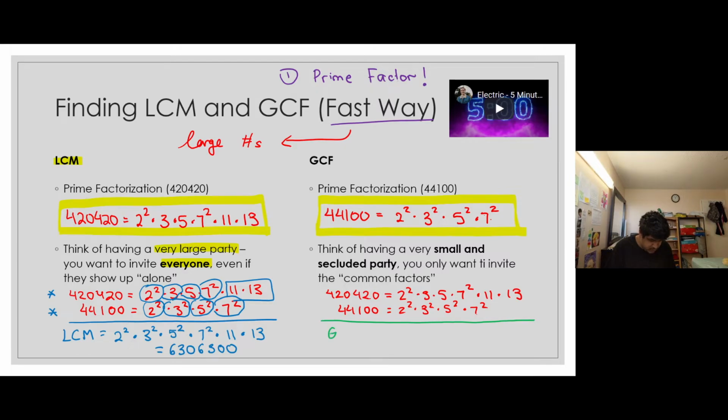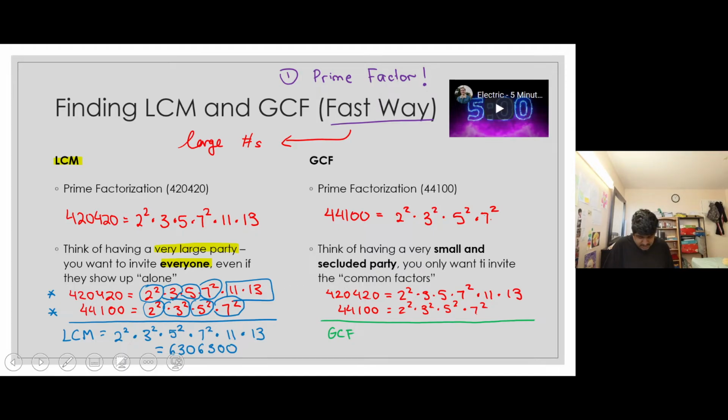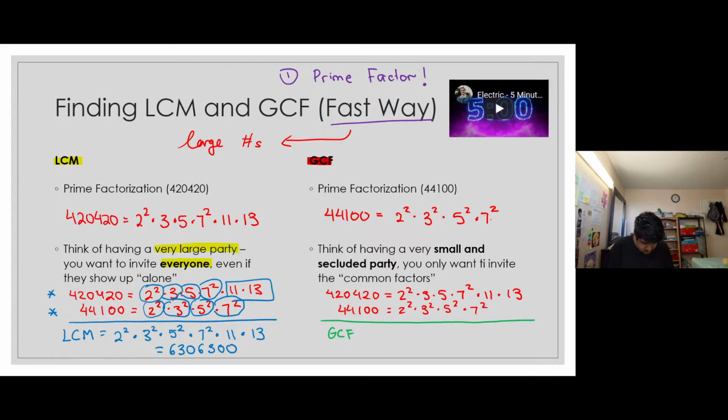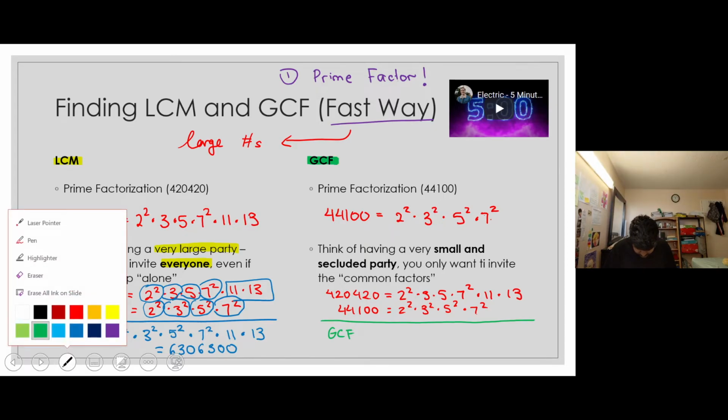So now we're looking for the GCF. Now for the GCF, instead of having that large party like we did for the LCM, we are going to have, on the contrary, a very small party. Oops, that is the pen, I don't need the pen. That is the highlighter with the wrong color. Actually, that's still a bit too dark. Let's go with this.